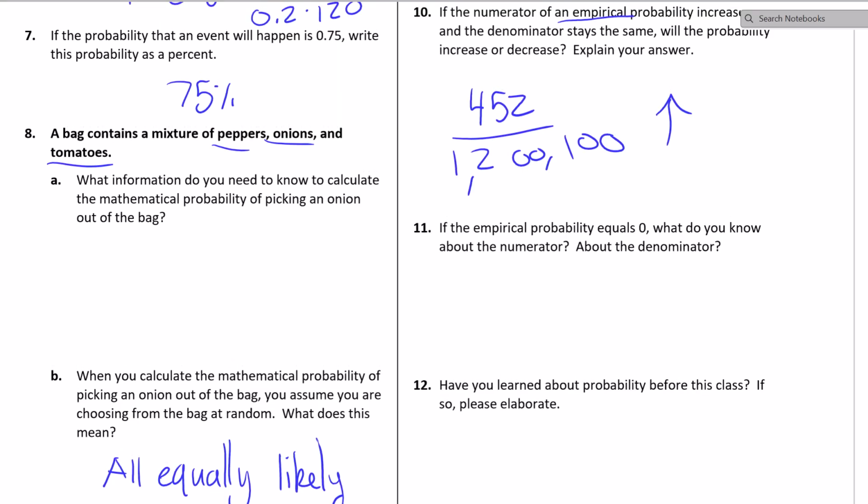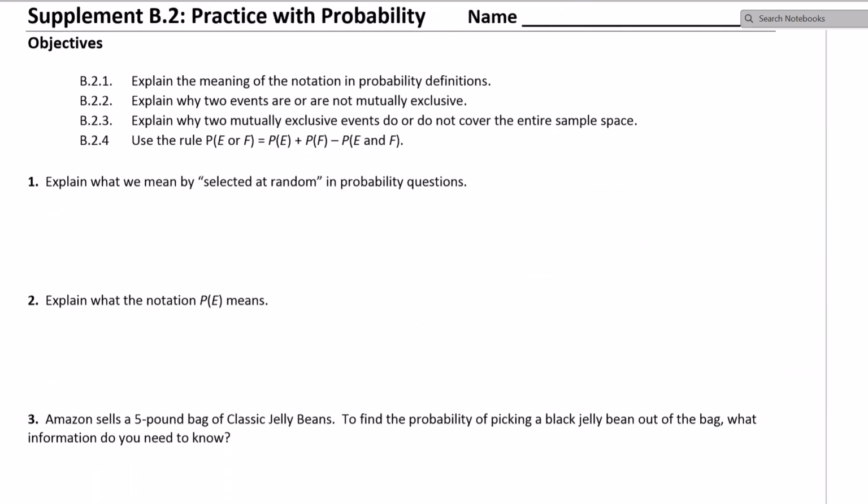What do you know about the denominator and the numerator if the probability equals 0? Well, here's a fun fact. You can't divide by 0 mathematically. It's not a number. If you try to do that, you blow up nuclear submarines. Yes, this actually happened. And so you know the denominator can't be 0. That means that the numerator has to be 0. The denominator we don't know anything about. We just know that the numerator is 0. Okay, that was so much fun.